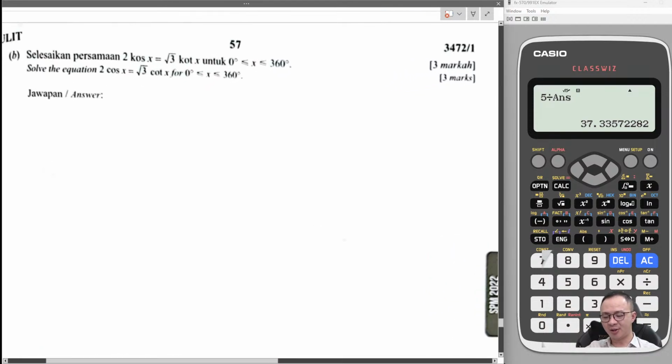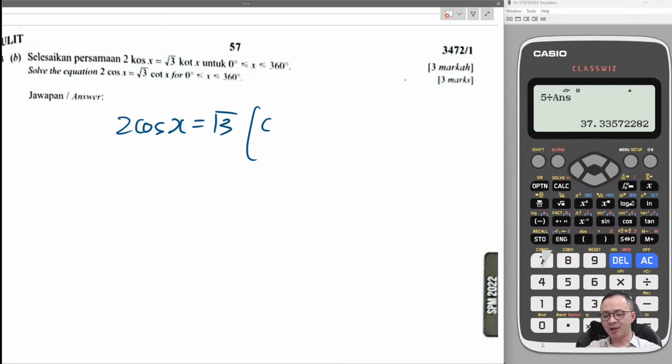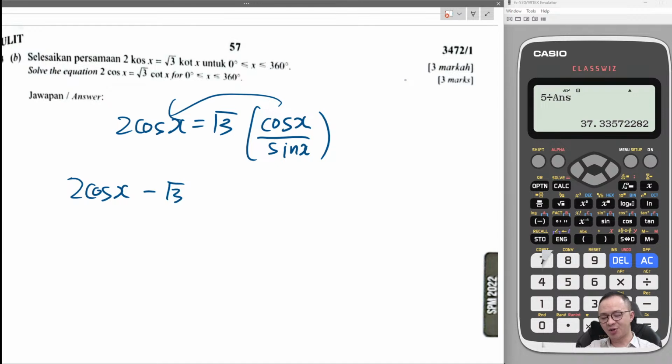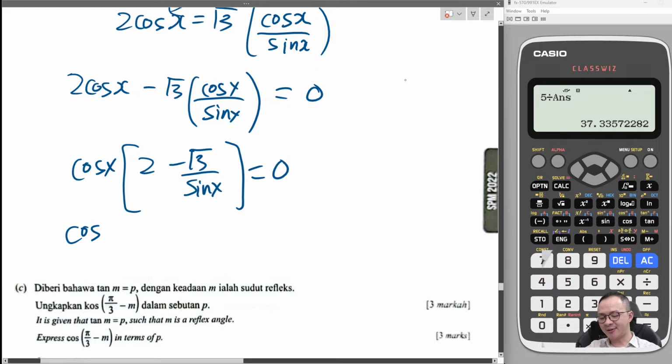Solve the equation. 2 cos x equals root 3 cotangent x. Cotangent is cos x over sin x. Let me see. I don't want to divide by cos x, so I move the whole thing to the other side. 2 cos x minus root 3 cos x over sin x equals 0, so that I can take out the cos x. Here I left 2 minus root 3 over sin x equals 0. Then cos x equals 0.